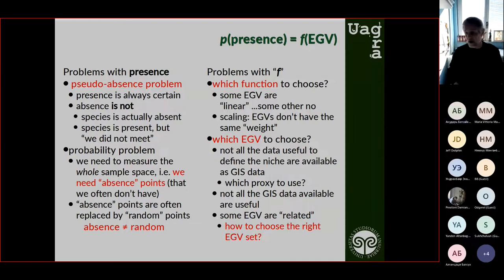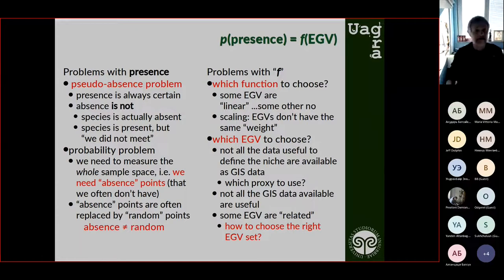So some theorists say that you cannot call that probability of presence because you don't have absences. So you cannot measure probability of presence. It is an index, a proxy of the probability of presence, a habitat suitability index.